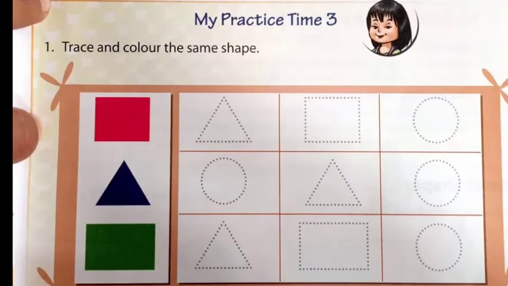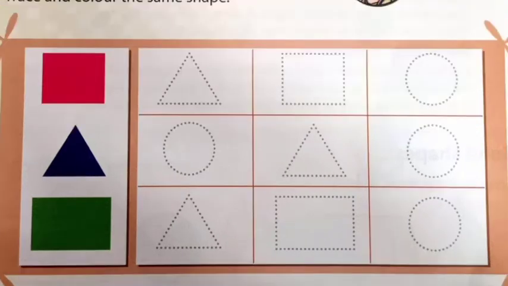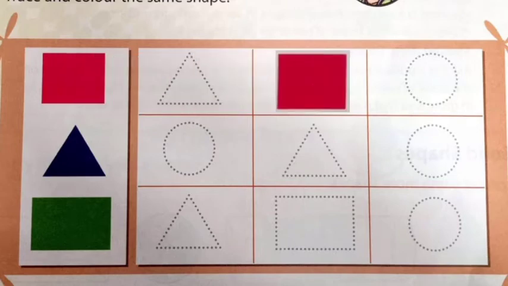Again, there is an activity for you. What you have to do is trace and color the same shapes as are given in the box. So what do we see in the box? We are given a square, a triangle and a rectangle, but the actual picture for a circle is not given here.